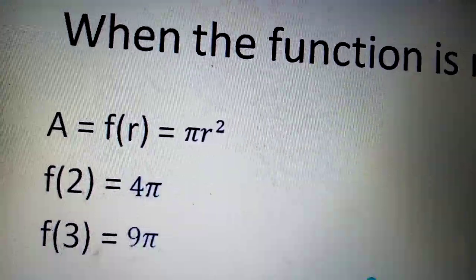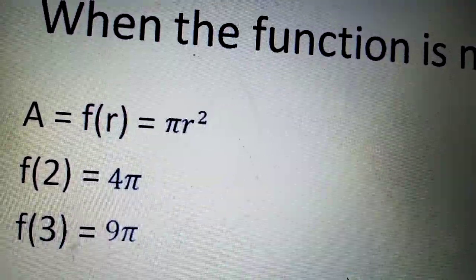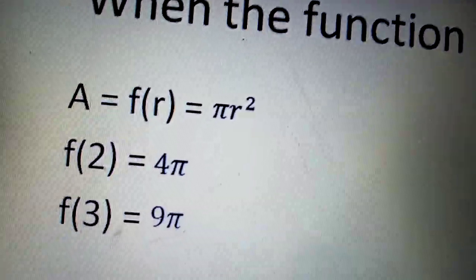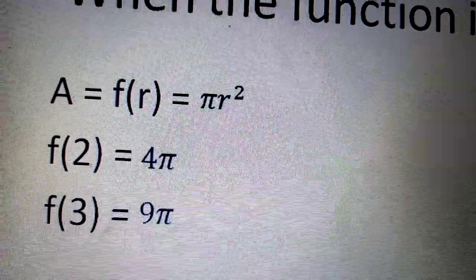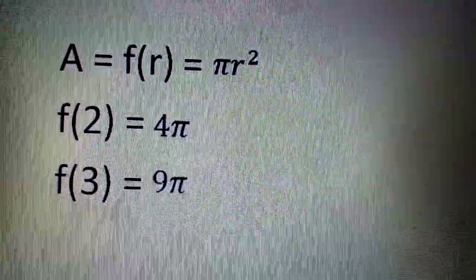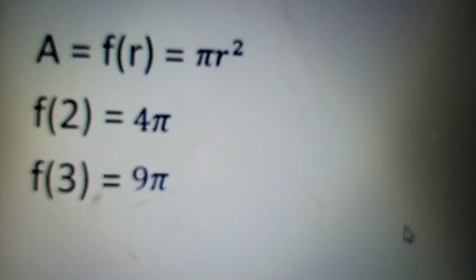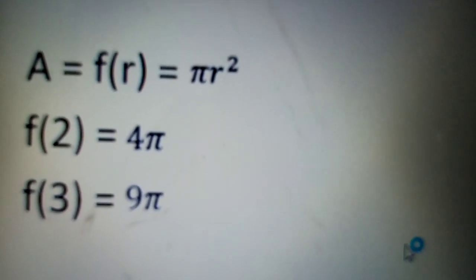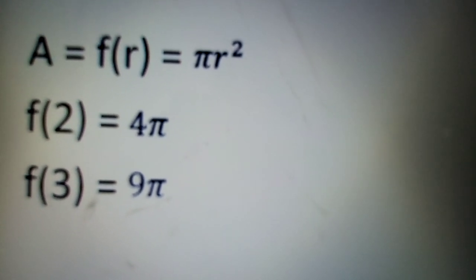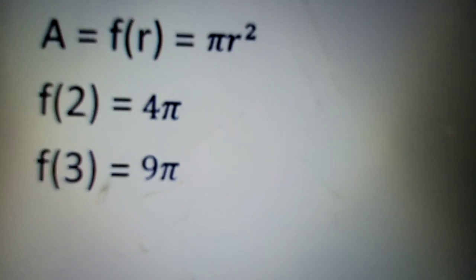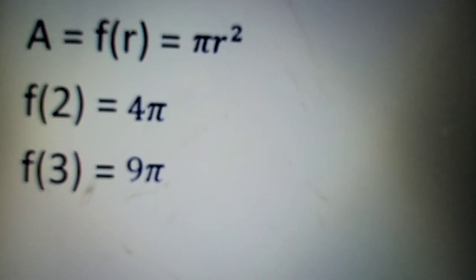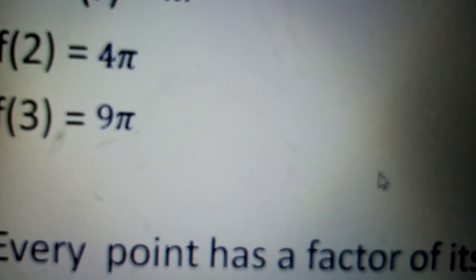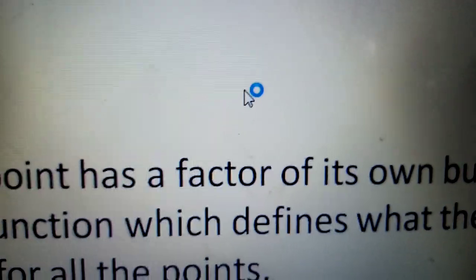Example here, the area of a circle is a function of the radius. So we know from the formula that the area of a circle is pi r squared. So when the radius is 2 units, the area is 4 pi square units, and when the radius is 3 units, the area will be 9 pi square units. You see that when you find the change in this function, f3 minus f2, that's 5 pi divided by 1. It's not uniform, so it won't be the same thing when you subtract f4 minus f3, because it's not a linear function. So every point on the function has a different factor. Each has a factor of its own, the factor that makes it change.